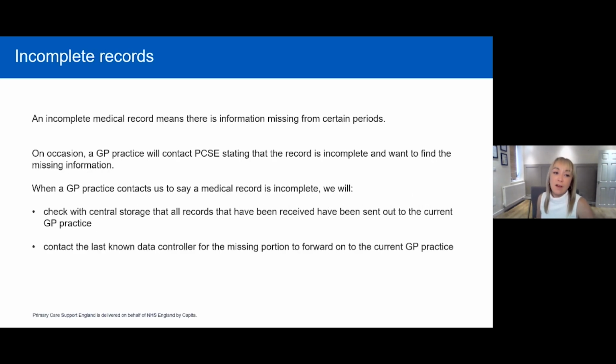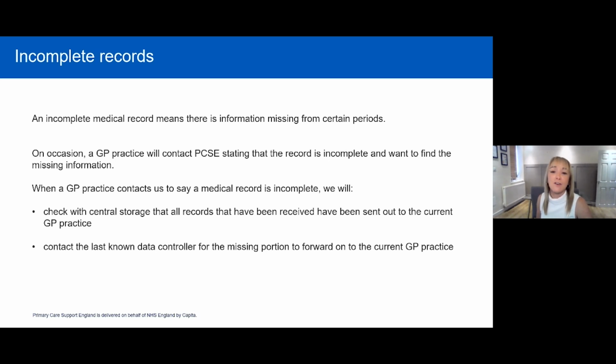Okay, so incomplete records. Now, an incomplete medical record means there is information missing from certain periods. Now, on occasion, a GP practice will contact PCSE stating that the record is incomplete and want to find the missing information. Now, when a GP practice contacts PCSE to say medical records is incomplete, we'll check the central storage that all records have been received and have been sent out to the current GP practice, and then we'll contact the last known data controller for the missing portion to forward onto the current GP practice.